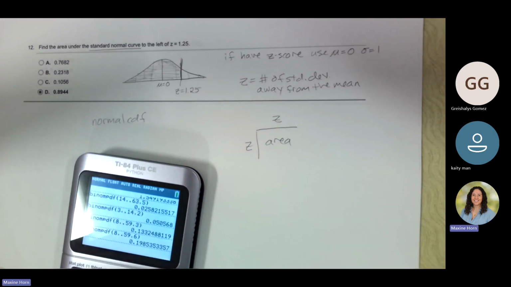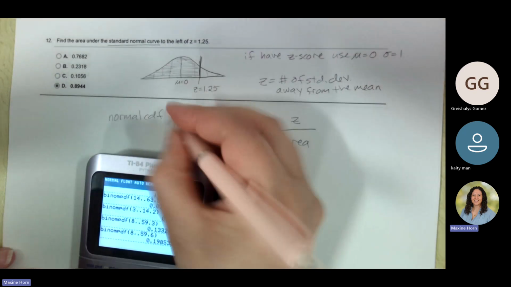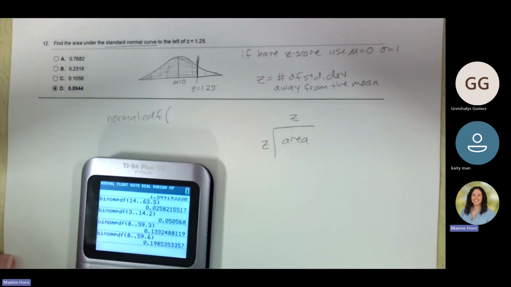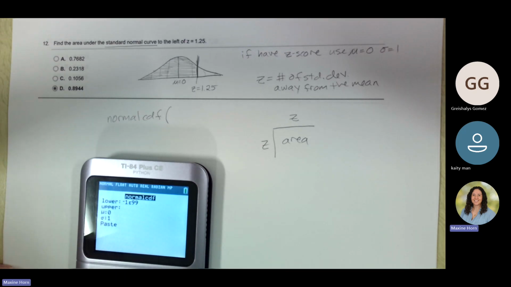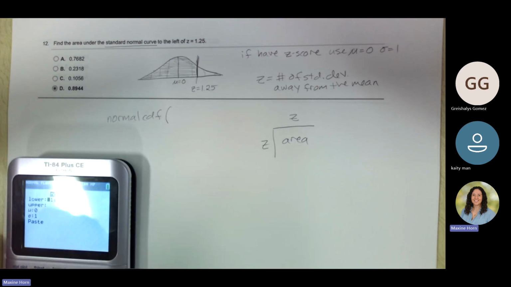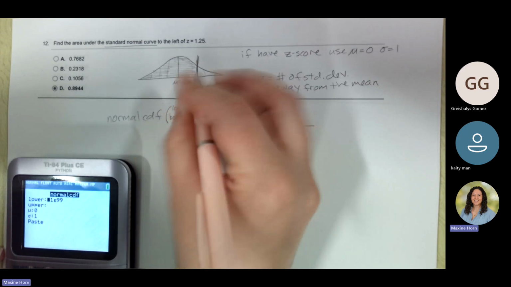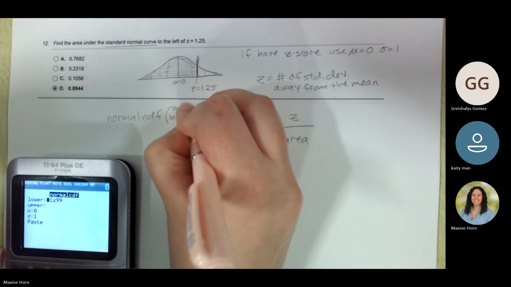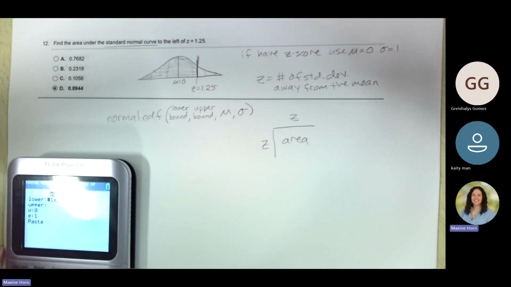So when we want to fill this in, we're going to have several things that we're going to be putting in here, okay? So we're going to go 2nd VARS, and you're going to arrow down to normalcdf, okay? And again, if you have the newer, fancier calculator, it's going to prompt you with 4 things: your lower bound, your upper bound, your mean, and your standard deviation.